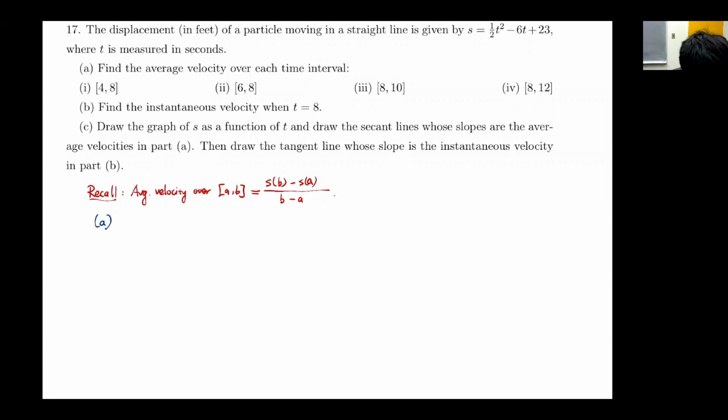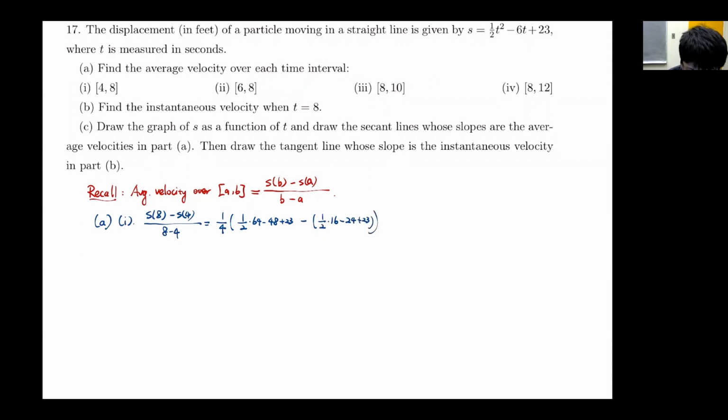For example, for the first part, the average velocity we are looking for is s(8) minus s(4) divided by 8 minus 4. That will be 1/4 times that difference. Let's see what s(8) is. s(8) is 1/2 times 64 minus 48 plus 23. And s(4) is going to be 1/2 times 16 minus 24 plus 23.